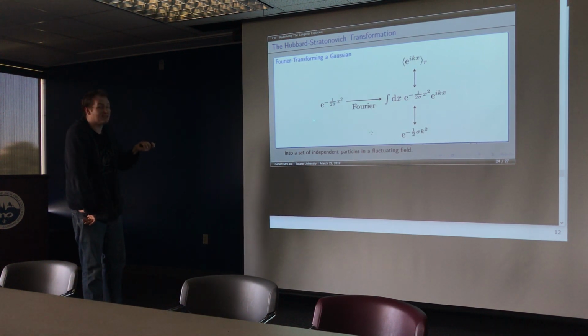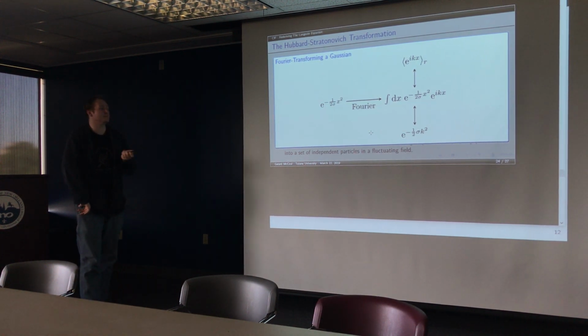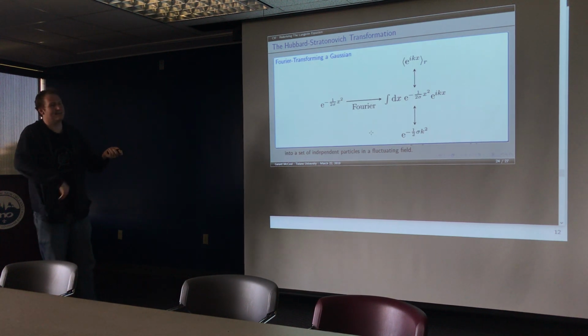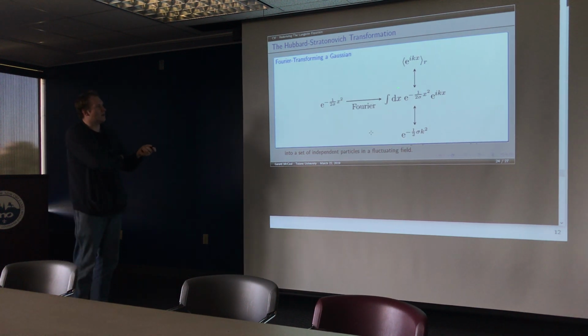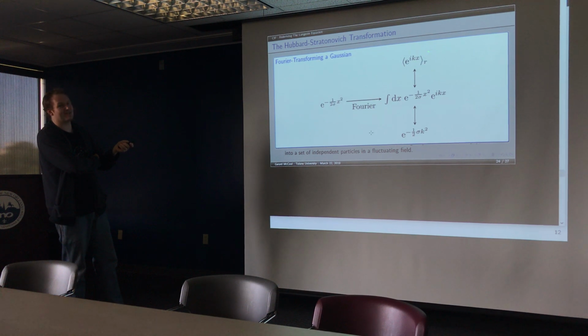So if you took just a Gaussian distribution and you Fourier transformed it, you'd have this object. But there's two ways of interpreting this. On the one hand, this is the expectation of that Fourier component, this e to the ikx. If your x is your random variable, your noise, then this is clearly the expectation of it. On the other hand, I can evaluate this explicitly.